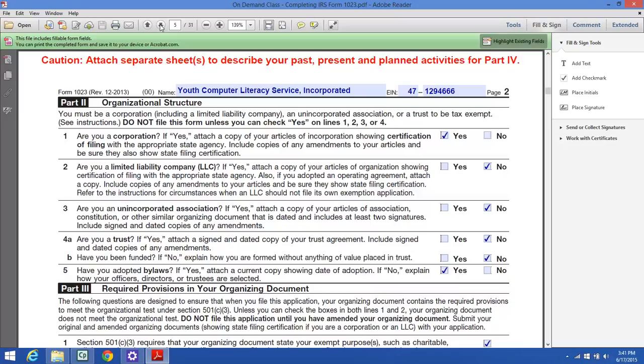That takes us to number 5. Have you adopted bylaws? And the answer to that question is yes. We have adopted bylaws. If you remember back in video 1, I went through all of the attachments that are required to be a part of this application, and the bylaws represent one of the attachments that has to be included in this application. So you would include those. So you would just take the bylaws that you've already written and put them face down and click on yes here.